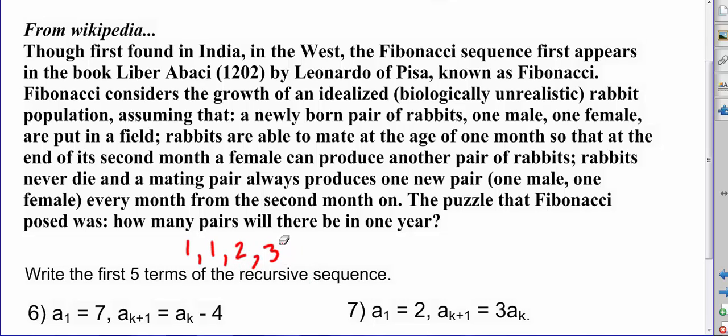Well, now at this month, not only is the original pair still going strong, but now their first set of babies is also able to reproduce, so 2 more are produced. And what you'll see is you can follow this sequence just by adding the previous 2 terms. So 1 plus, well, there's nothing else there, so that's just 1, but 1 plus 1 is 2, 1 plus 2 is 3, 2 plus 3 is 5, 3 plus 5 would give us 8, and then that sequence would follow like this.